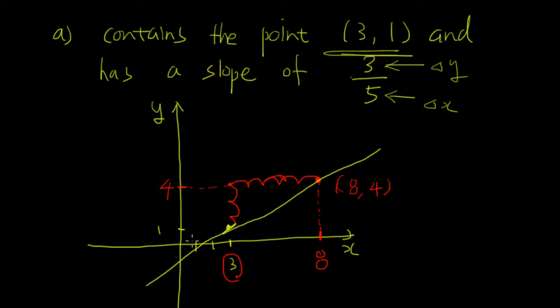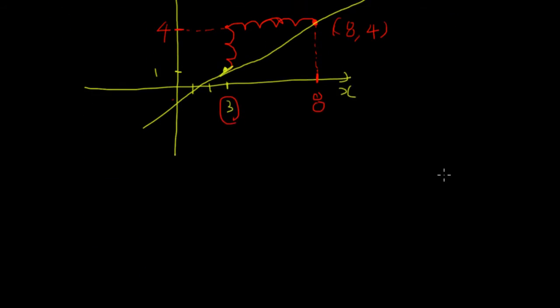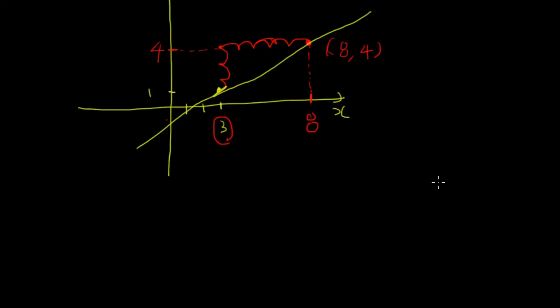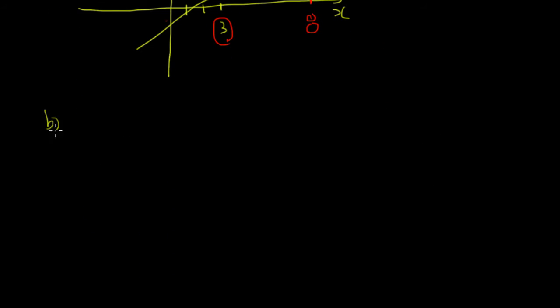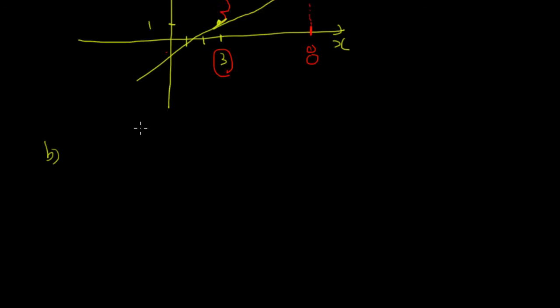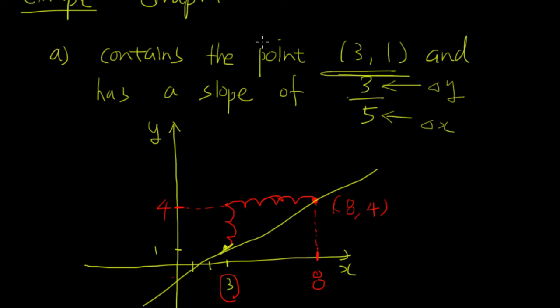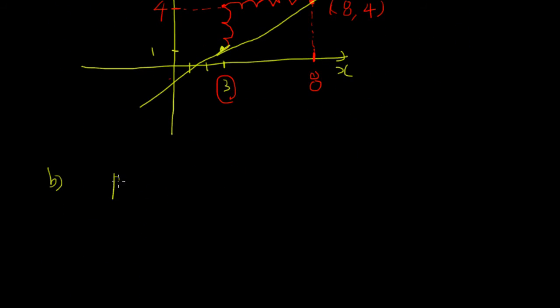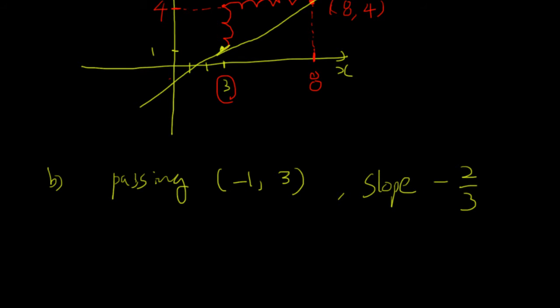Something like that, right? So passing those 2 points, supposed to be a straight line. Okay. Now let's try another one. Let's say it contains same format as this. It's passing -1 and 3 and has slope as -2/3. How about that?